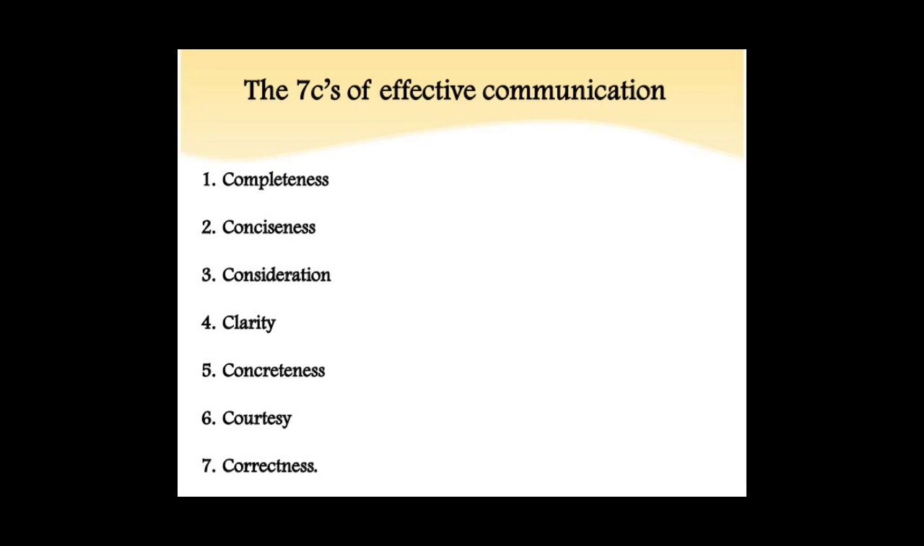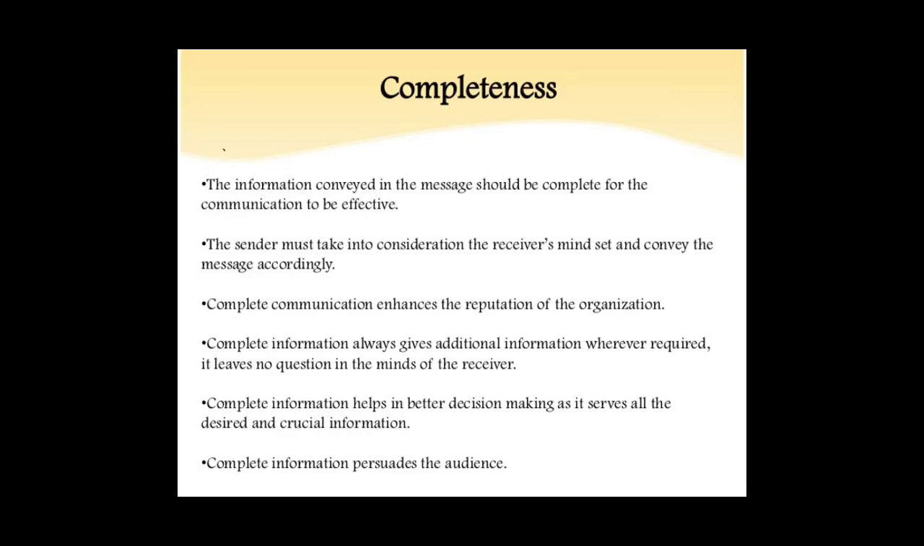What are the 7 C's of effective communication? Completeness, conciseness, consideration, clarity, concreteness, courtesy and correctness. So these are the 7 C's of effective communication. Whatever communication or speech you make should have all these 7 points in it. We'll see one by one.